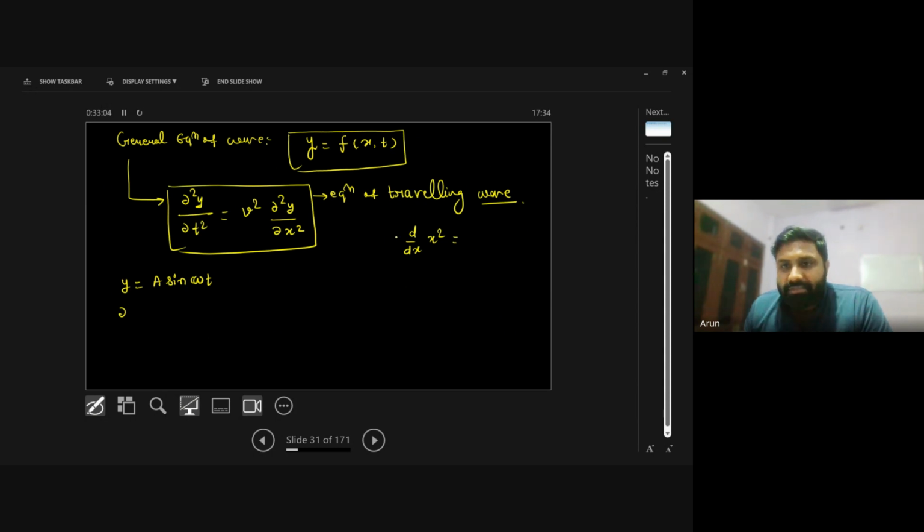Just tell me. Very good. 2x. So what is the difference in partial differentiation? Let we have a function y is equals to x square plus t square.